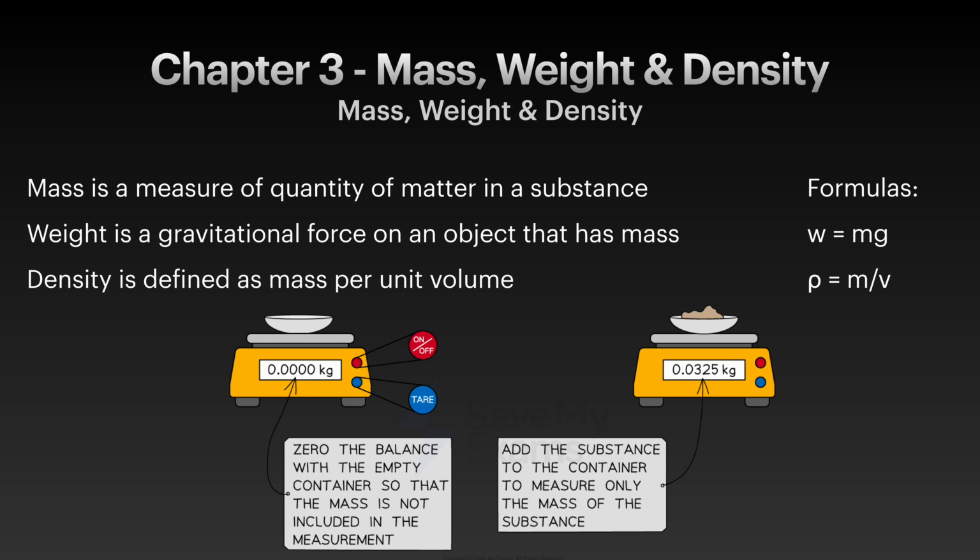Density is about how compact matter is. It's mass divided by volume. That is, rho equals m over v. A high density object has a lot of mass packed into a small volume.